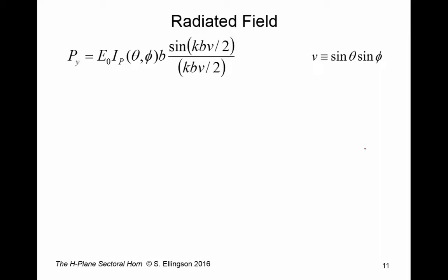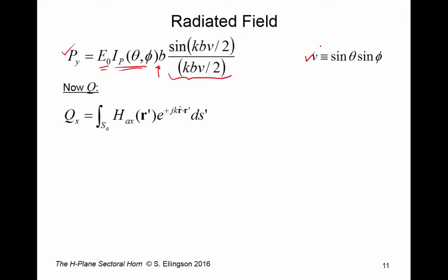So I can write now the result. The y component of the spatial Fourier transform over the aperture is E naught times this numerical integration that I have to do, times the dimension, times the sinc function that we knew was coming. And just to remind you, V is defined as sine theta sine phi. So that sinc aspect of it should be familiar to you from aperture theory.